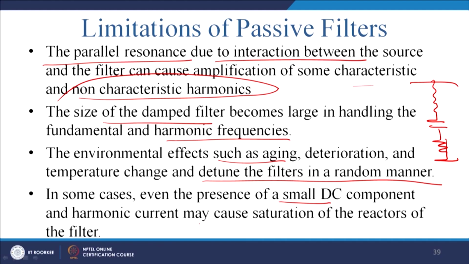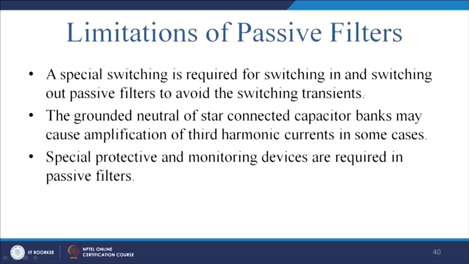The harmonic current may cause saturation of the filter reactor. So, the inductor may saturate, the flux value will saturate, and the value of the inductor will degrade much. So, once current flows, no change in the current will occur. Thus, this is one of the biggest problems, and thereafter special switching is required for switching in and switching out the passive filters to avoid transients.